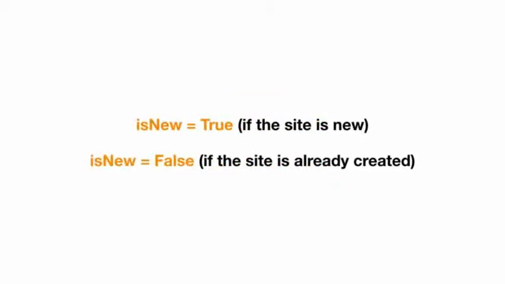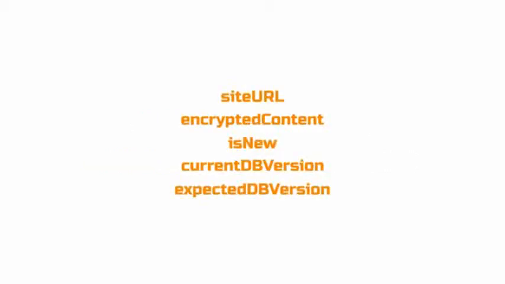You cannot understand this encrypted text because you need to decrypt it first with a key. In this case, the password that you chose when you created the link is the key. Is new is a parameter which tells if the link that you are trying to open is a new site or an already existing site. In this case, it's going to be false since the site is already created and it's not new. We will talk about current DB version and expected DB version later.